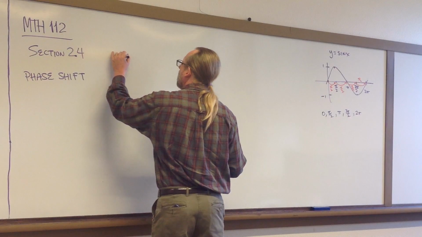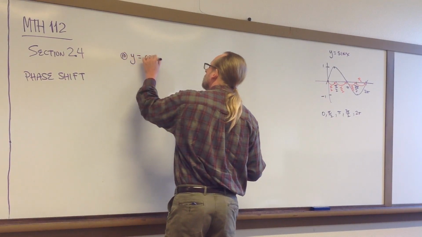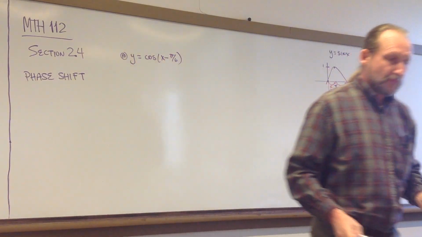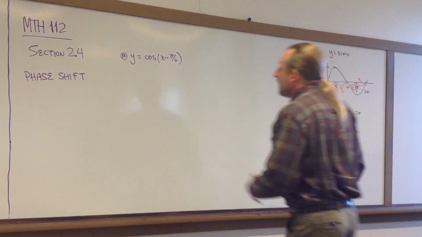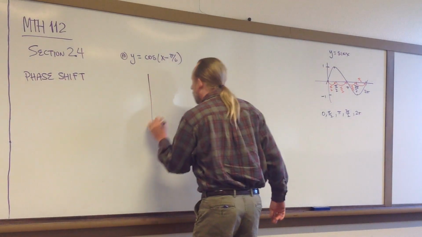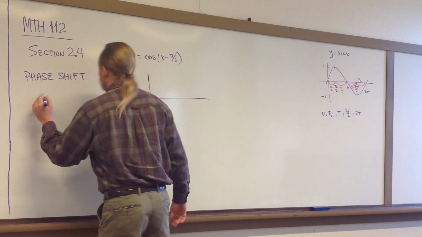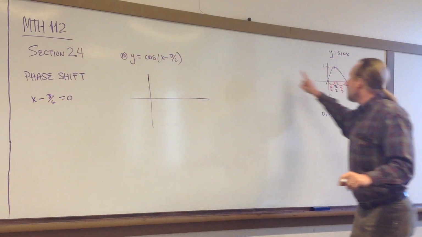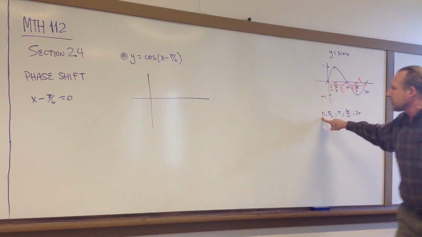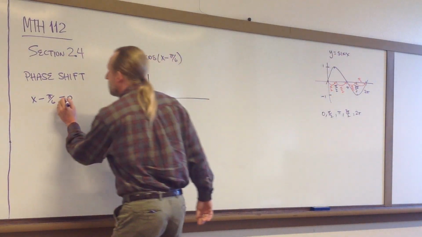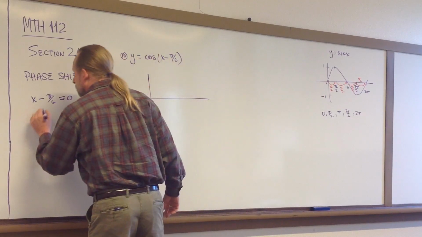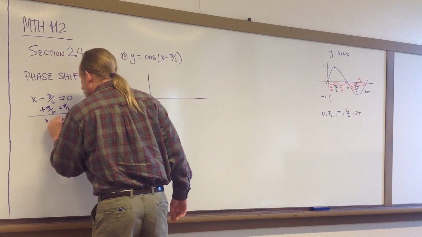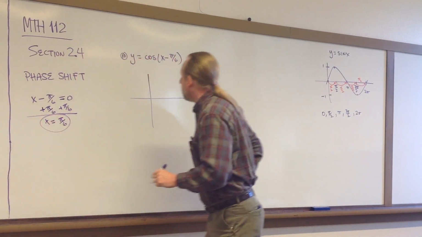y equals cosine of x minus pi over 6. Okay, so the first thing I'm going to do here is find out where our new starting point is. So we take whatever's in the parentheses and set it equal to 0, because that's where our starting point would normally be. And we want to find the x value that's going to give us that starting point. So add pi over 6 to both sides, and it turns out our new starting point is positive pi over 6.